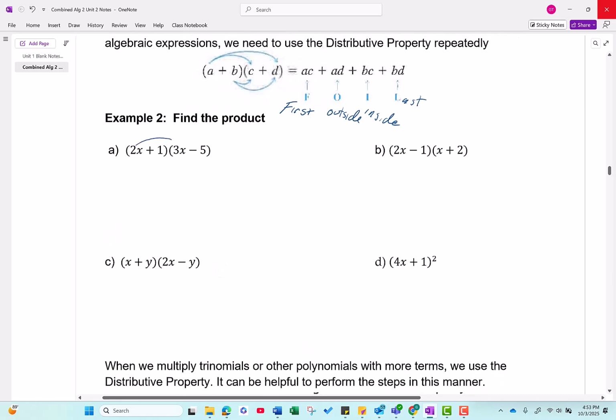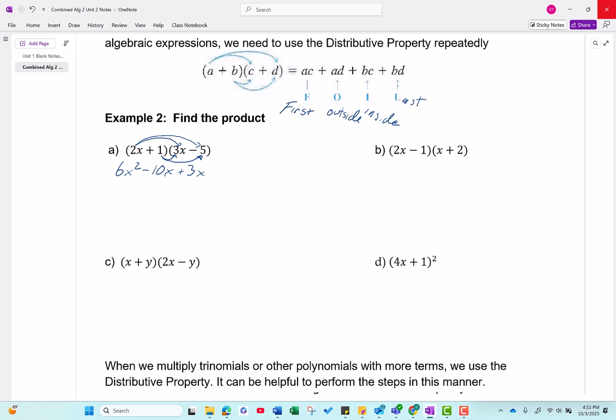All right, so let's try this out. So FOIL first, so that's 2x times 3x. So that gives me 6x squared. First, outside gives me 2x times negative 5 gives me minus 10x. Then inside, I get 1 times 3x gives me positive 3x. And then last, I get 1 times negative 5, so it's minus 5. I see that I got like terms right here in the middle, so I can combine those. So it ends up with 6x squared minus 7x minus 5.